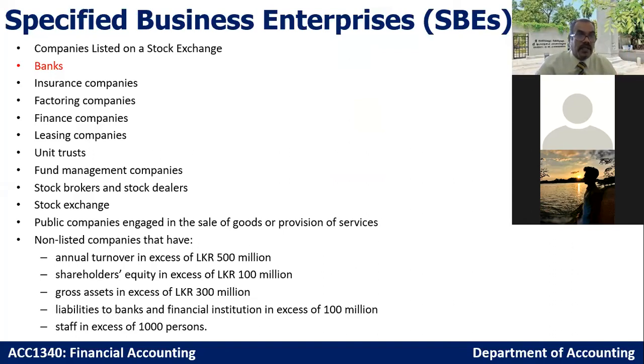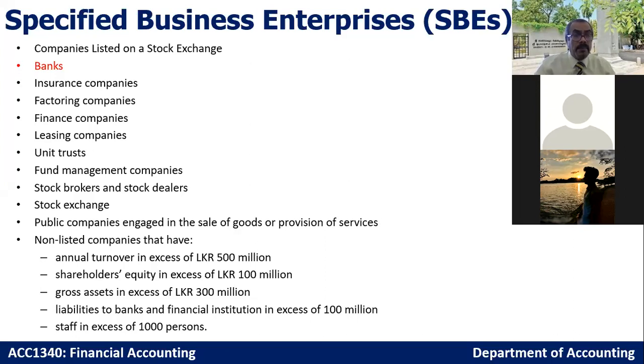Insurance companies, factoring, finance companies, leasing, unit trusts. Some of these companies can operate as shell companies, as I just mentioned, to facilitate swindling of funds here and there, so you have to be very careful. Fund management companies, stockbrokers and stock dealers, and the stock exchange. Therefore, the Colombo Stock Exchange also has to prepare.